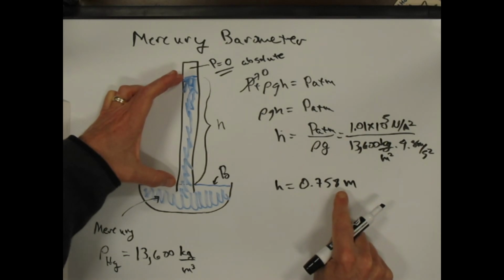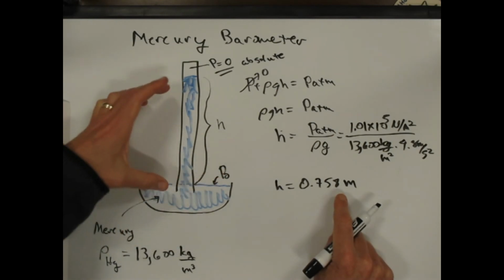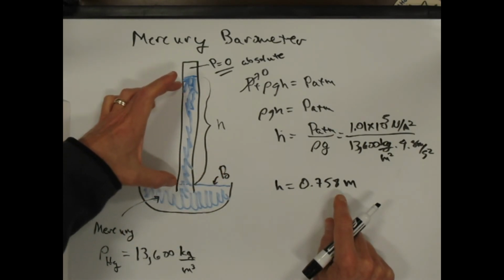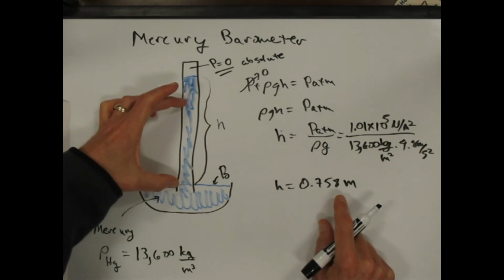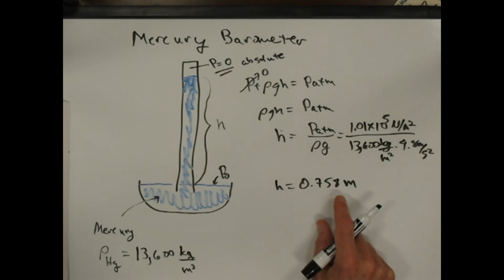It's 0.758 meters. In fact, atmospheric pressure goes up and down, and so the height of the column rises and falls with the atmospheric pressure, and so by reading the height of the column, you can tell what the pressure in the atmosphere is. If the pressure in the atmosphere decreases, then the column drops. If the pressure of the atmosphere increases, the column rises, and so on.